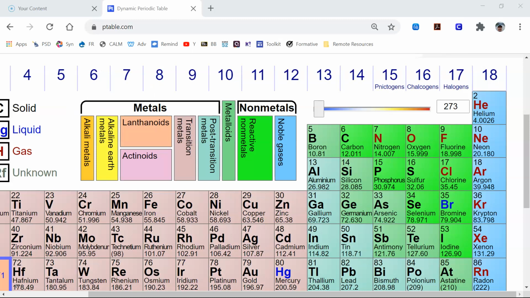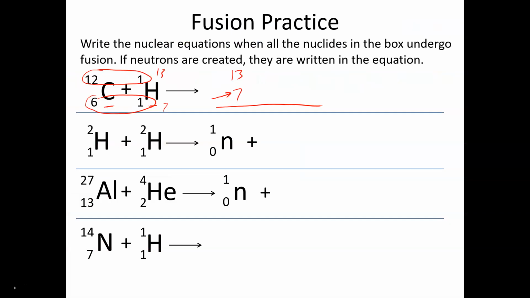So if you find your periodic table, look at the numbers on the top, and you're going to see nitrogen, symbol N, is atomic number 7. So we're going to go ahead and write that symbol in here. And so what we've created in this fusion nuclear reaction is an isotope of nitrogen, and that's going to be nitrogen-13.